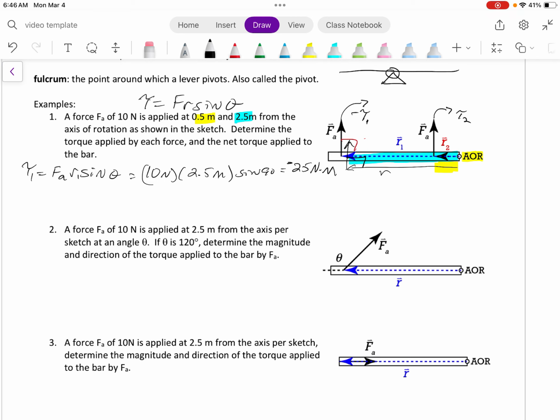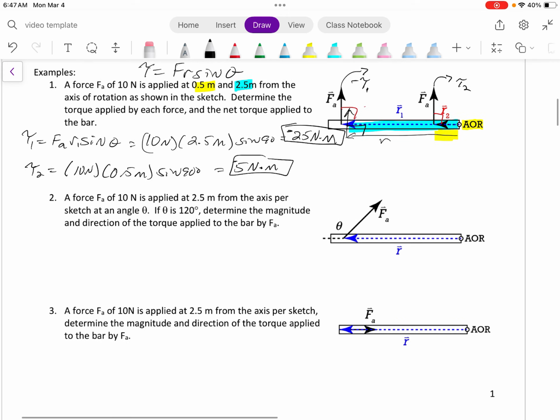All right, next one. We got torque 2. It is equal to FA, which is also 10 newtons, times R2, which is 0.5 meters, times sine of 90 degrees. It is 90 degrees between the R vector and the F vector. So if we multiply 10 times 0.5, we get 5 Newton meters. And that is negative as well.